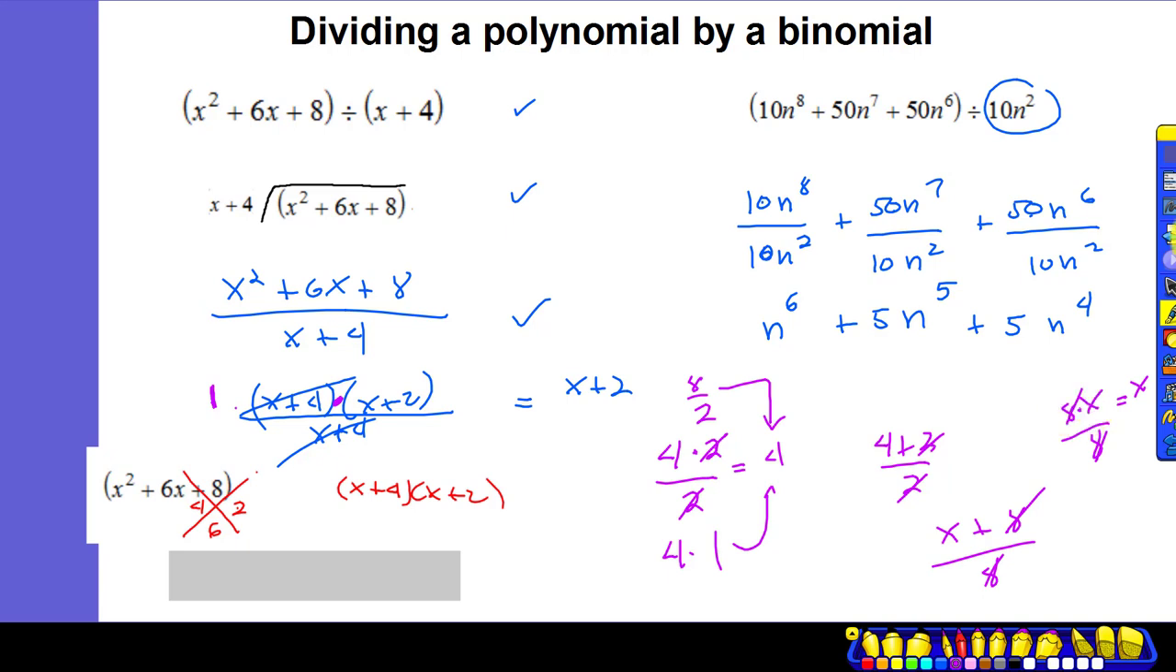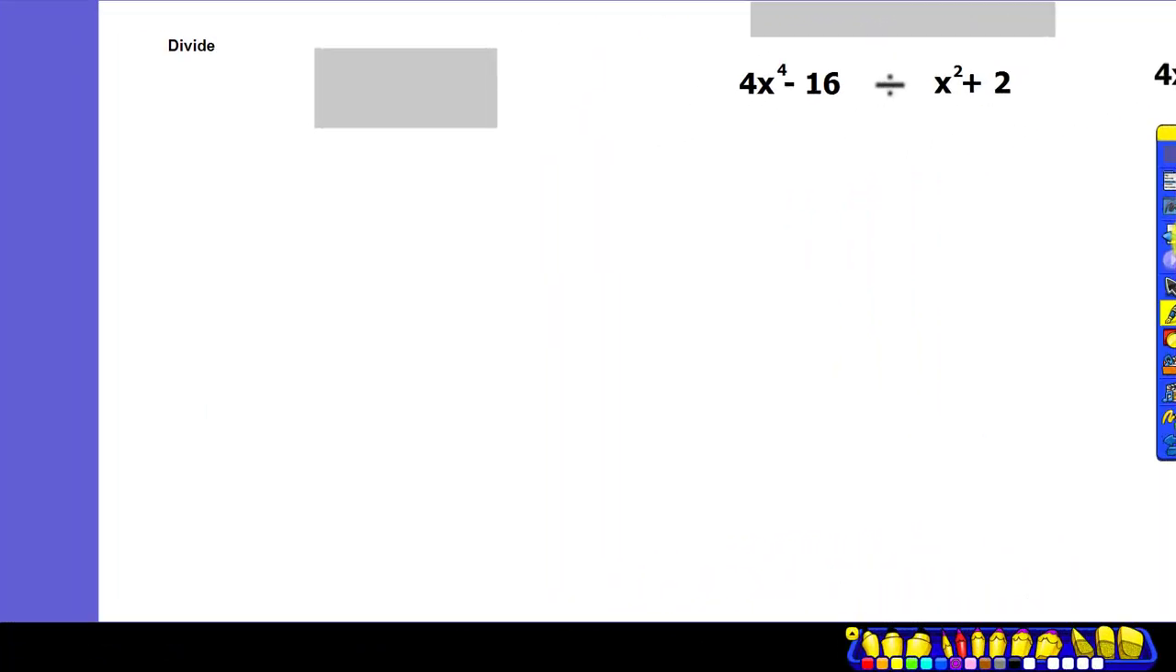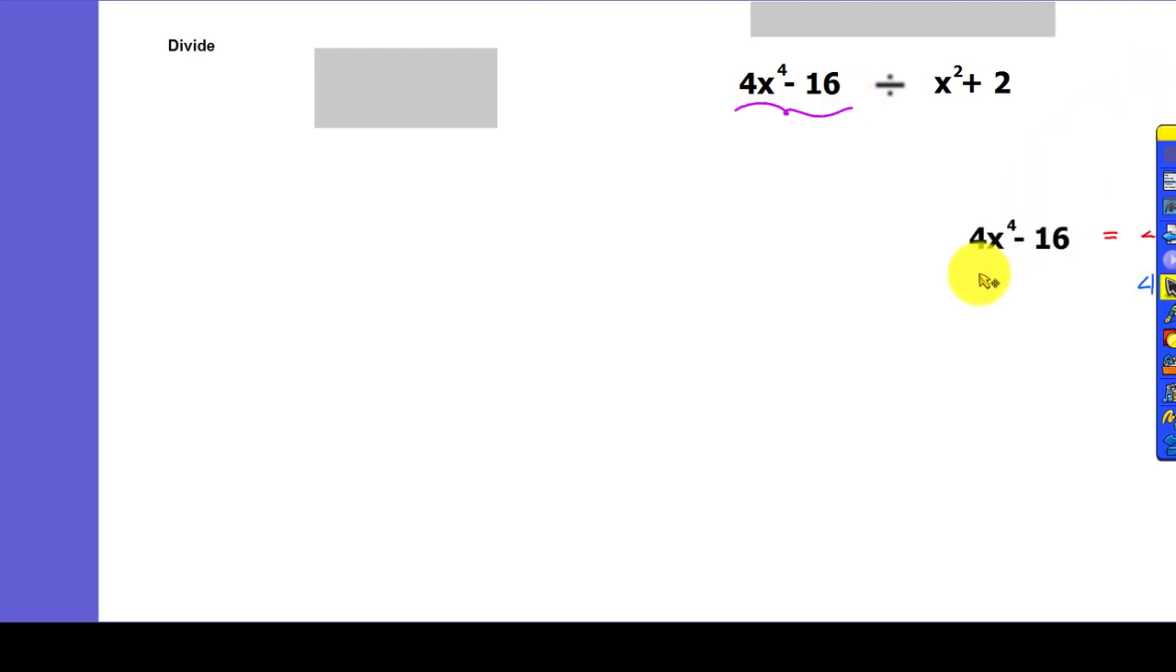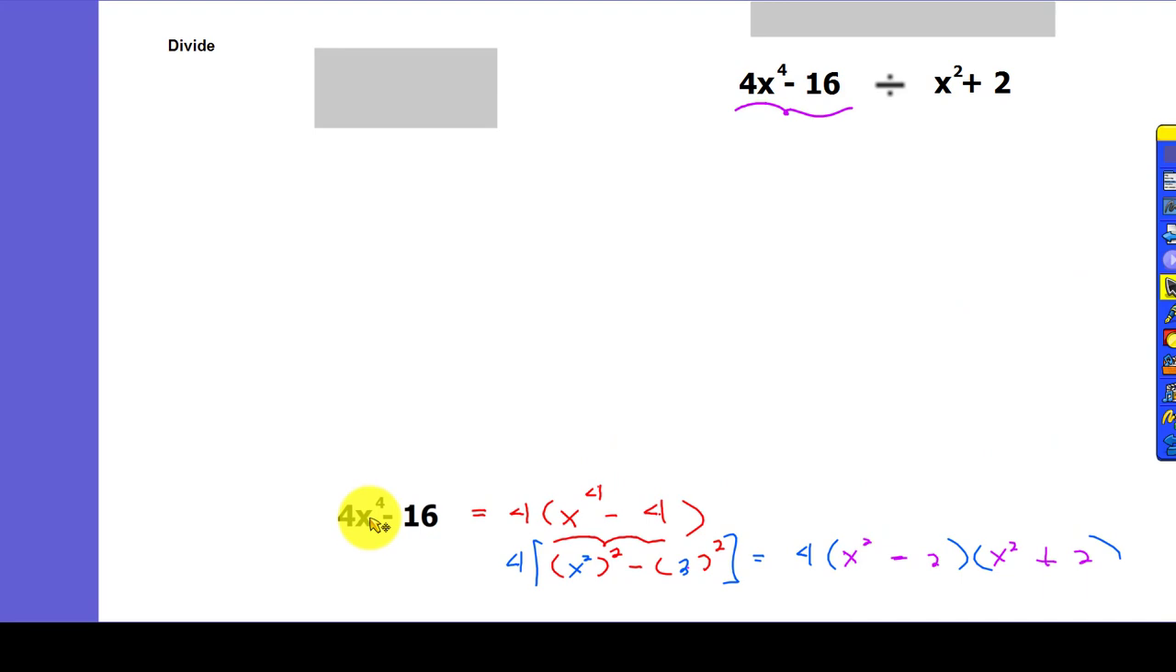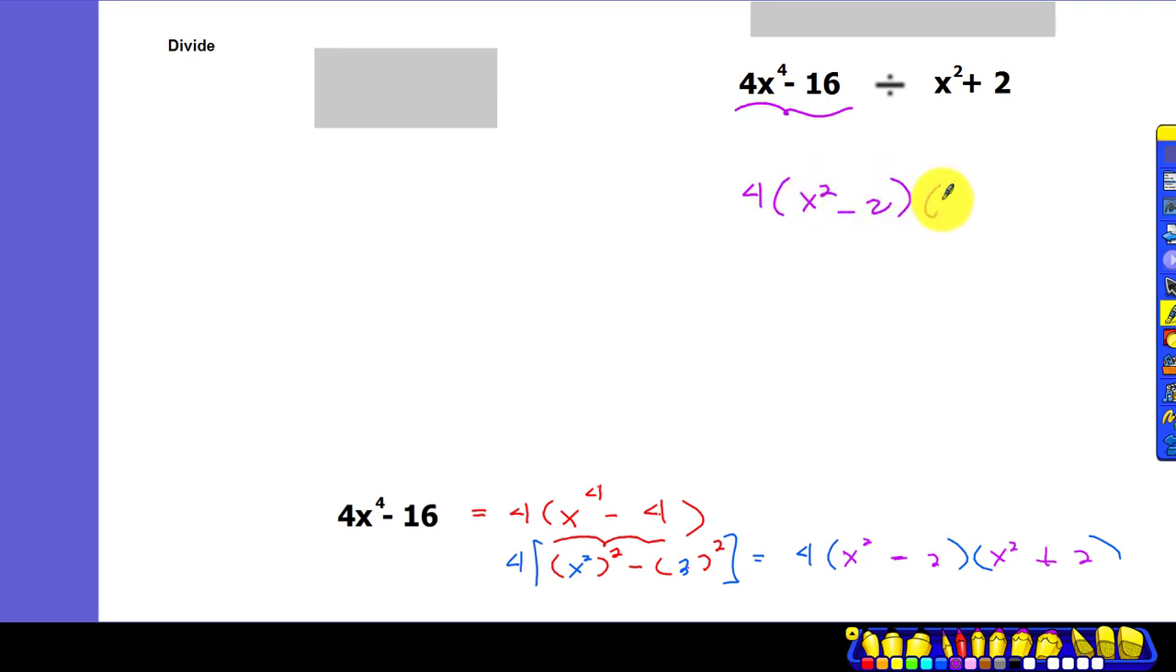Right, so there we go. That's how we divide. So look at this question here: 4x^4 minus 16 divided by x squared plus 2. Remember this expression earlier? We factored this earlier. What was the factor again? Here was the factor. So what you need to do is just rewrite this into 4 times x squared minus 2 times x squared plus 2, divided by x squared plus 2. Now note that this 4 is multiplied to your x squared minus 2, multiplied to x squared plus 2.